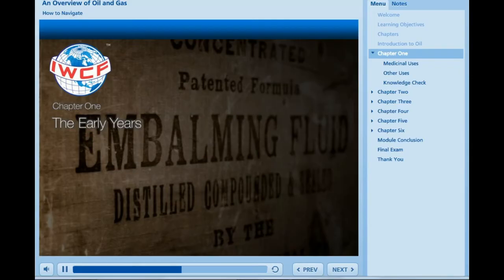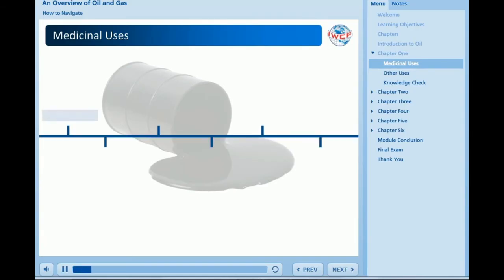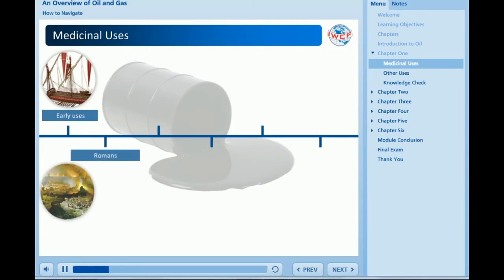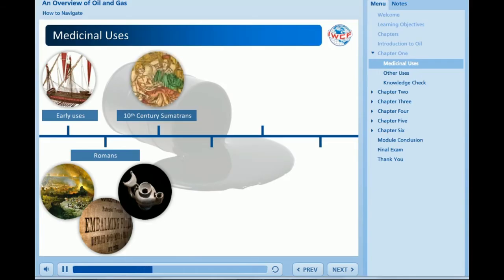Chapter 1. The Early Years. Crude oil has certainly had a colourful history. Some of its early uses were waterproofing wooden boats, and the Romans used it as a weapon, for embalming and lighting. The ancient Persians, 10th century Sumatrans and pre-Columbian Indians all believed that crude oil had medicinal benefits.